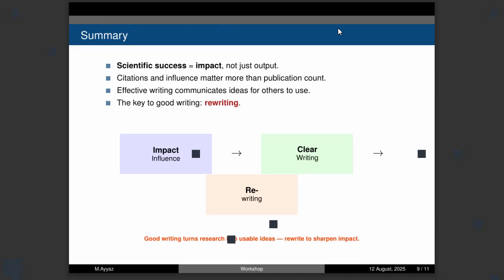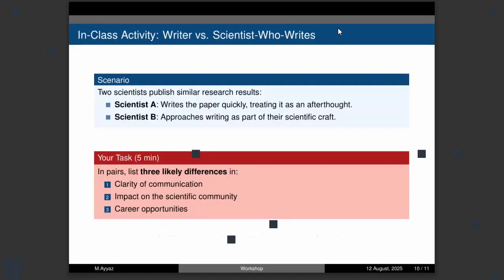And that is the process of rewriting. So in order to make our work more influential and impactful, we have to write clearly. And we can make our writing clear through rewriting.